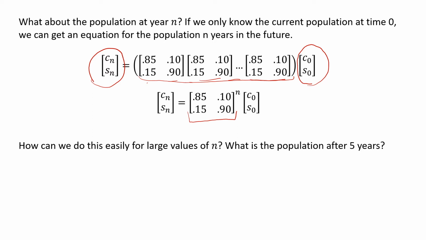So what we're looking for here is a way to do this faster. And there is a way to do it using eigenvalues and eigenvectors. So we're going to look at the problem and say, what's the population after 5 years? Now, this is a small matrix. It's only 5 years, so it wouldn't be too hard to multiply it out. But there is a better way of doing it.